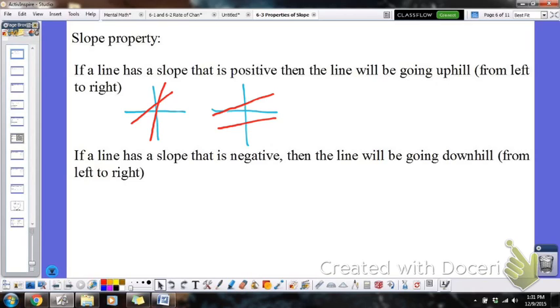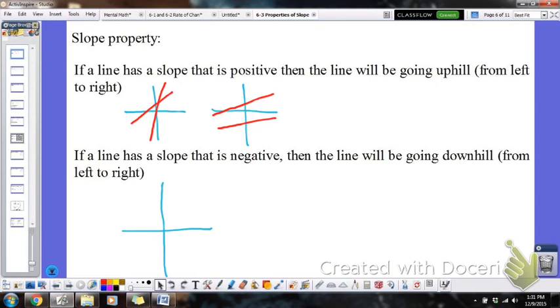So whenever we're graphing these, anytime you're looking at a slope, if you see a positive slope, you know that line will be going uphill. The next property is if a line has a negative slope. So if a line has a slope that is negative, then the line will be going downhill, just like the first example. So from left to right, it will be going downhill.